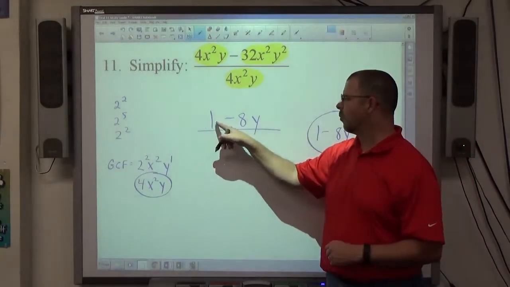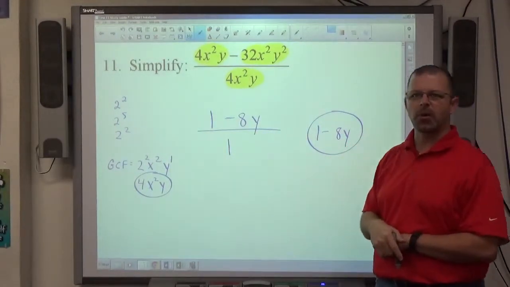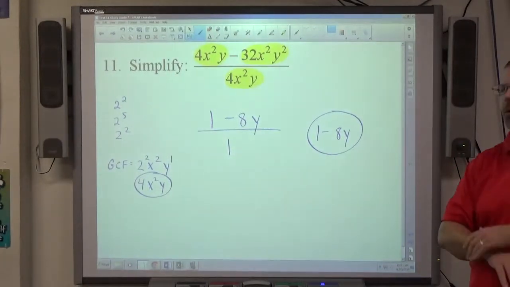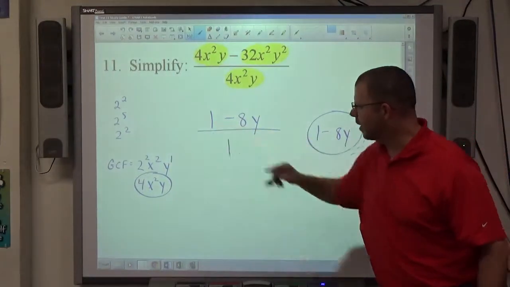This one's important because it's 1 minus. This one's not important because it's divided by 1. Divided by 1 doesn't do anything. So 1 plus or minus something matters. Divided by 1 doesn't matter. So we can throw that one out. This one has to stick around.